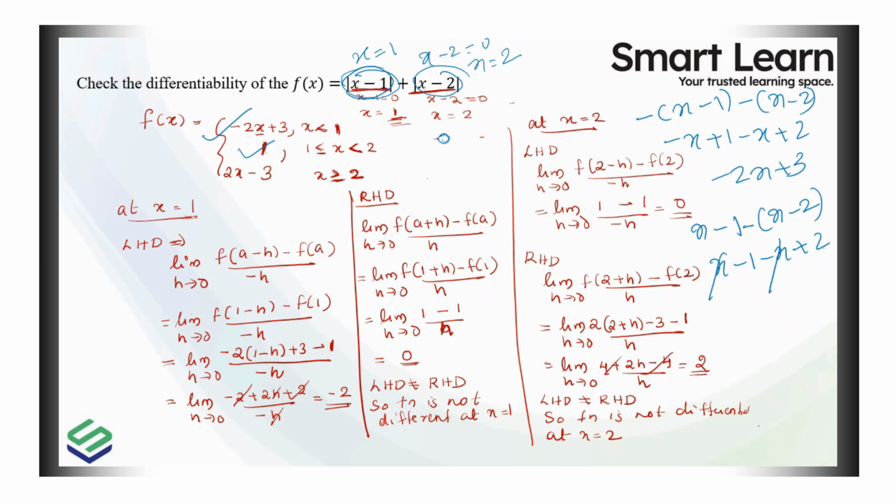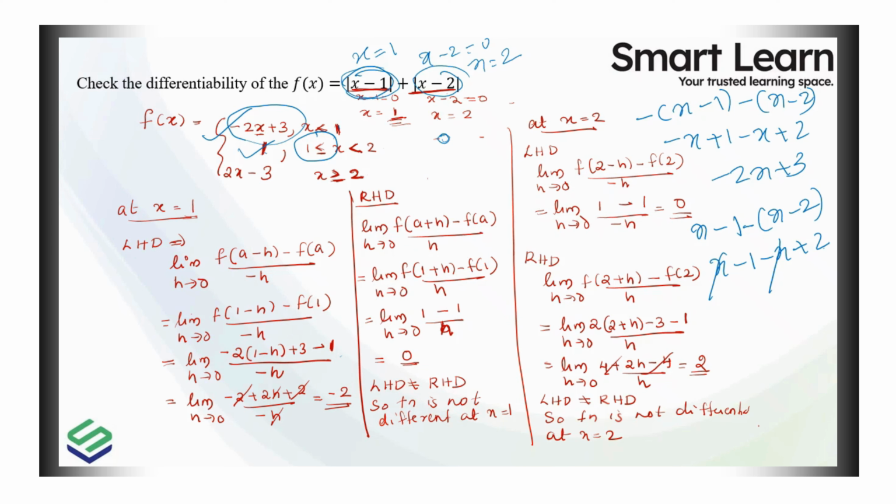Then at x is equal to 1, you have to check LHD: f of a minus h minus f of a by minus h. Here a is 1, so f of 1 minus h minus f of 1 by minus h. F of 1 minus h, what is our function? Minus 2x plus 3. So minus 2 into 1 minus h plus 3, minus f of 1, which is 1. So minus 2 into 1 minus h plus 3 minus 1. 3 minus 1 is 2, so minus 2 into minus h plus 2, that is 2h by minus h. H cancels, so you will get minus 2.